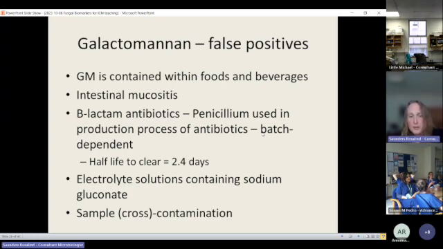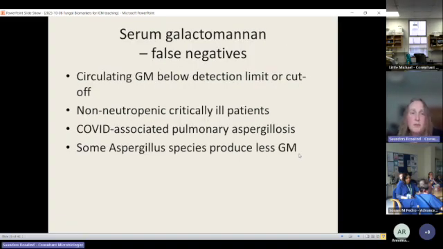And of course, it's always possible to contaminate your sample, or it's possible for us to cross-contaminate samples within the laboratory. False negatives: you can get galactomannan that is present but below the cutoff. If your patient is not neutropenic, you might have a level below the cutoff as well. And the sensitivity of serum galactomannan in COVID was something like 20–25%. And again, there are many different species of Aspergillus, and some produce a lot of galactomannan and some produce less. So that also has an effect.